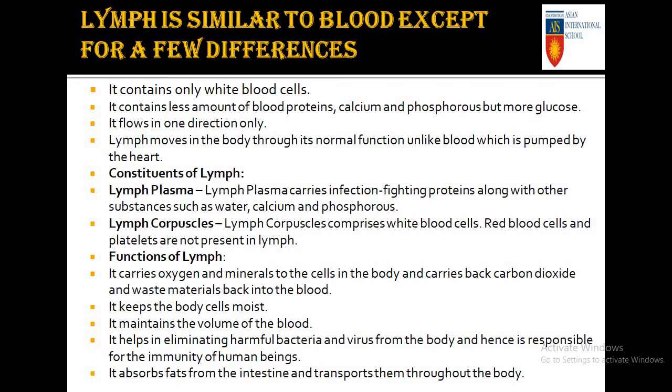Now, what are the constituents of lymph? Lymph plasma carries infection fighting proteins because it has WBC. It carries WBC, which helps in fighting against the infection, along with other substances such as water, calcium and phosphorus. Lymph corpuscle comprises white blood cells, as I already told you, and red blood cells and platelets are not present in lymph. These are absent.